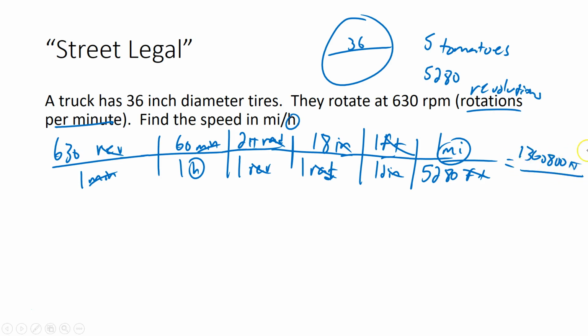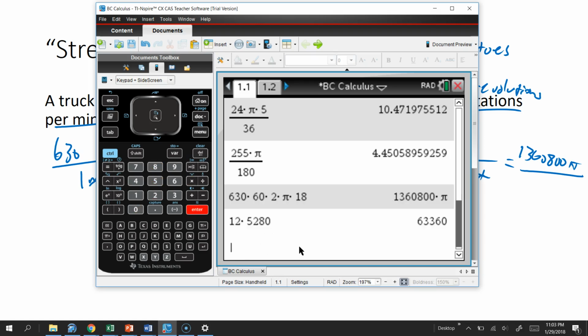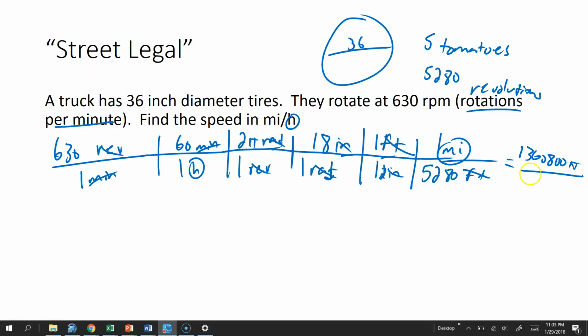On your calculator, you'd actually get a decimal up there. And then on the bottom, we have 5280. Oh, oops, actually this is a 12. Sorry, it's not a 1. So we actually have to do 12 times 5280. That gives me 63360.